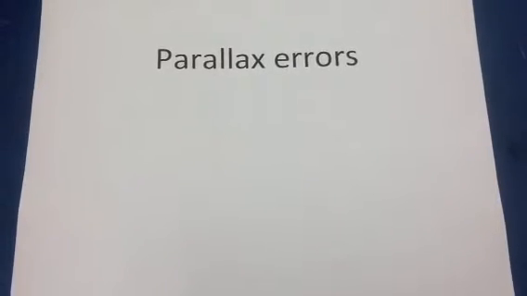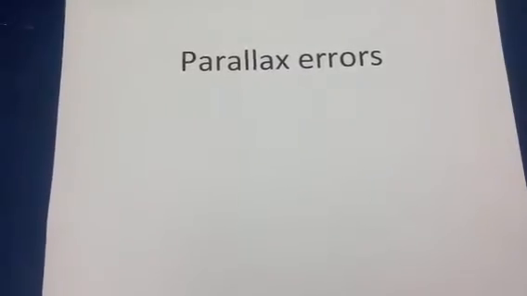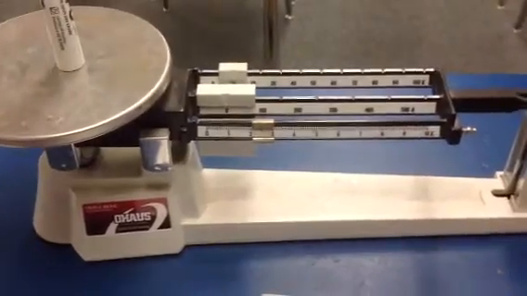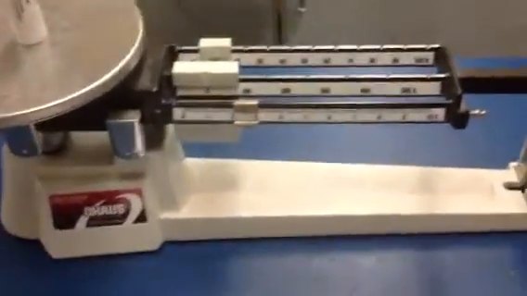Okay, let's talk about parallax errors. Parallax errors are accuracy errors that occur depending on how we look at a device. So when I look at this device here, let's just say I want to measure the mass of this object. So I'm just going to zoom in here and see what we get.